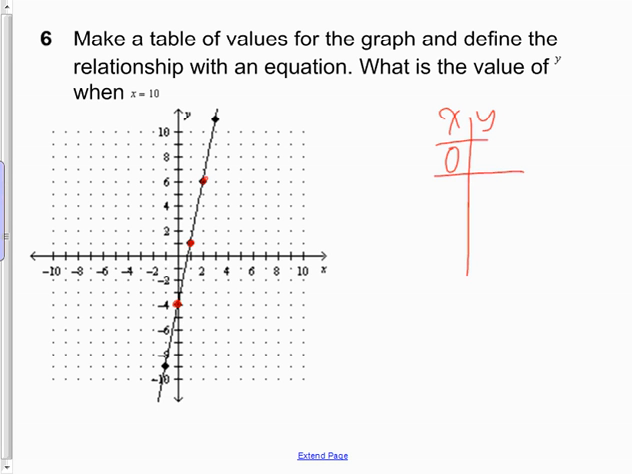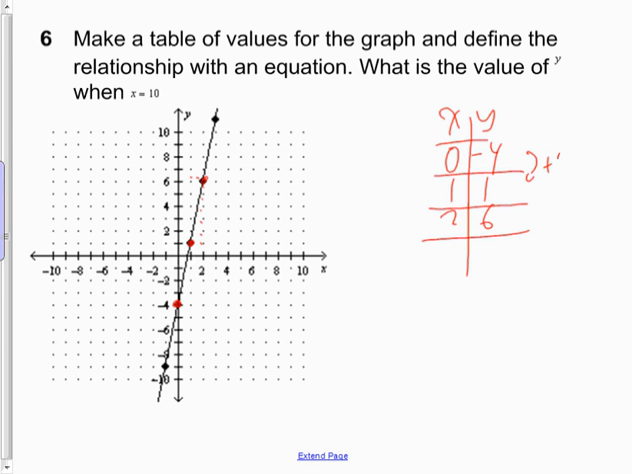When x is 0, y is negative 4. When x is 1, y is 1. And when x is 2, y is 6. Now you could have chosen different points. I like choosing x is 0 because it tells me in my equation what my constant will be.